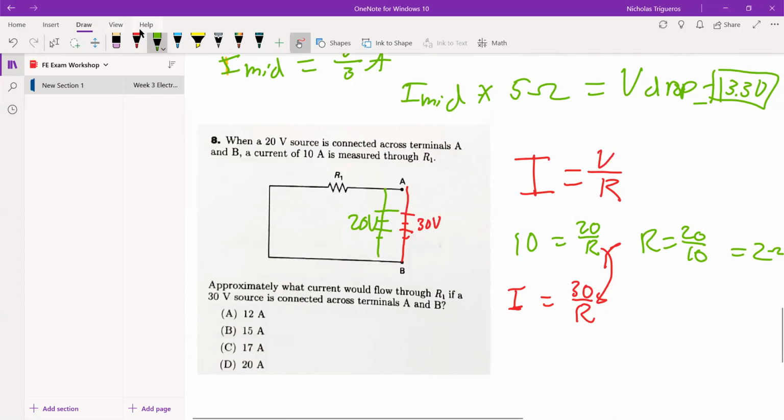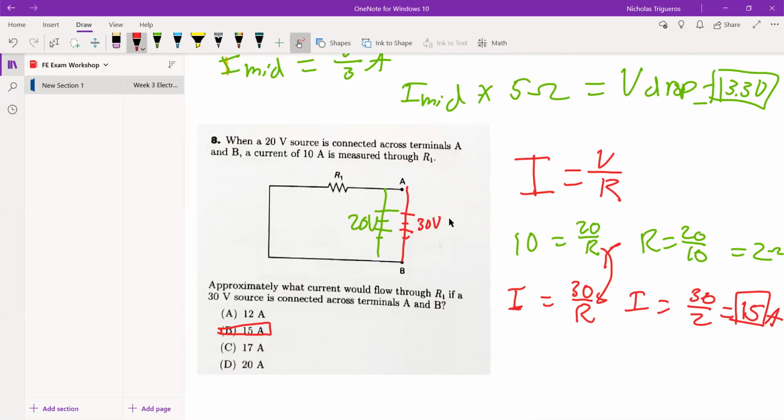Now we take that, put it in for the red R. We have I equals 30 over 2 ohm, which gives a current of 15 amps coming through when we put this 30-volt source here. Nice, so we go up 10 volts. Our current changed by 5 amps, which makes sense because the resistor is 2 ohms.